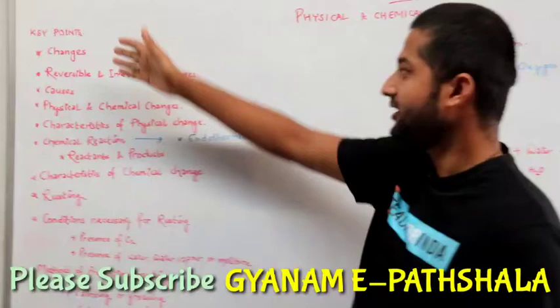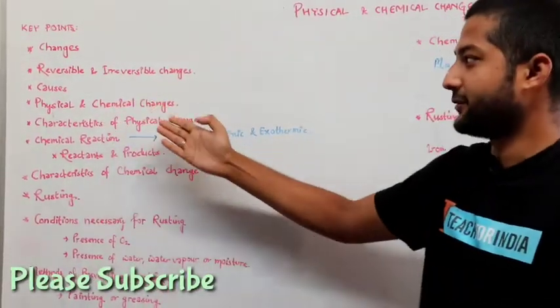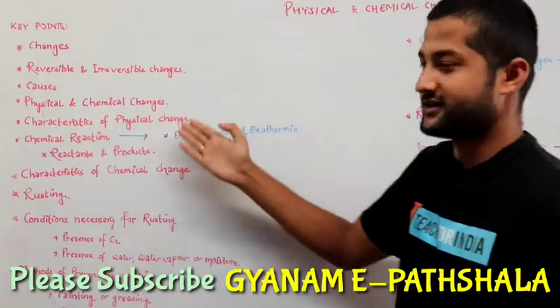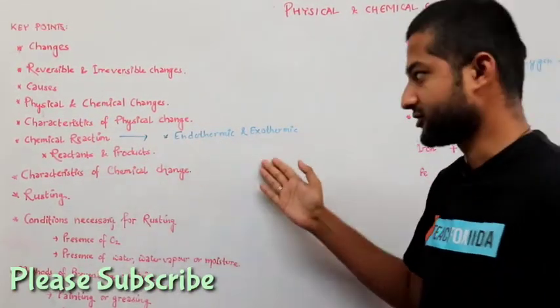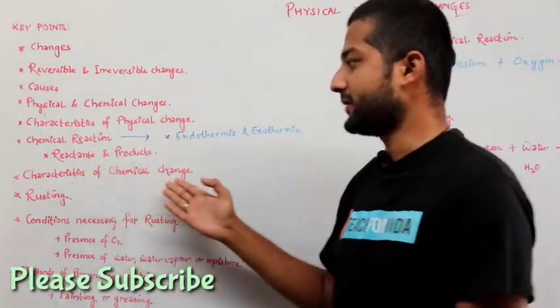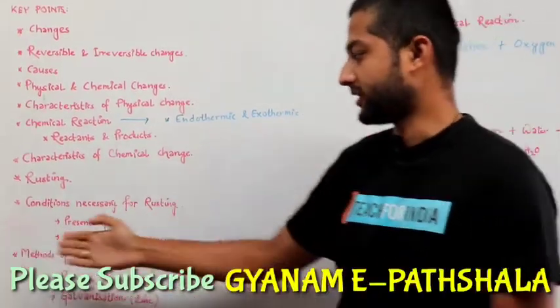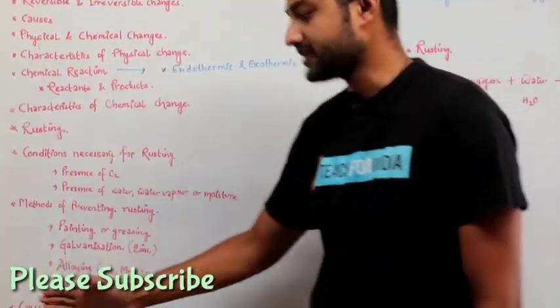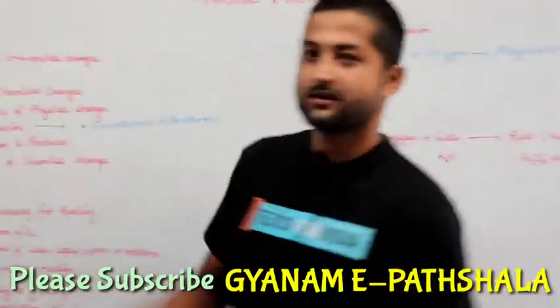What do you mean by change? Reversible and irreversible changes. What are the causes of changes? Physical and chemical changes. Characteristics of physical change. Chemical reaction. The types of chemical reaction, endothermic and exothermic. What do you mean by reactants and products? Characteristics of a chemical change. Rusting. What are the conditions necessary for rusting? What are the methods of preventing rusting? And at last, crystallization. So now I'm going to explain the points step by step.